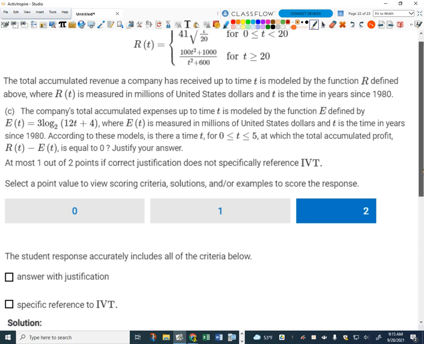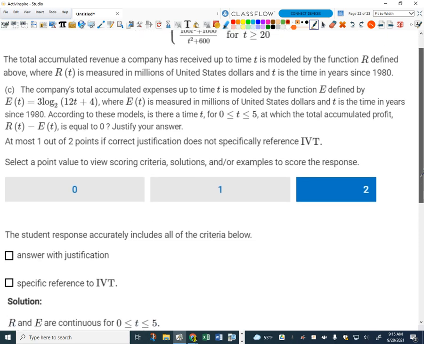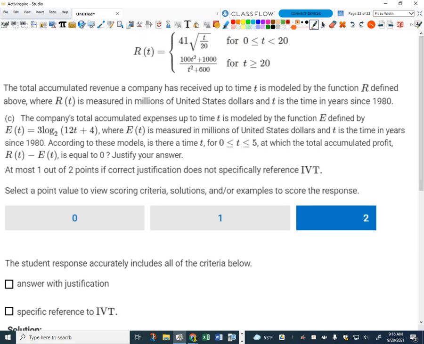Okay, so first of all, this function, is it continuous? Well, we already showed that this function is continuous from 0 to 20. This top piece is where we're looking, right? From 0 to 5, we're looking at that piece up there. That piece is continuous on the interval from 0 to 5. Agreed? Okay. What about this log piece down here?